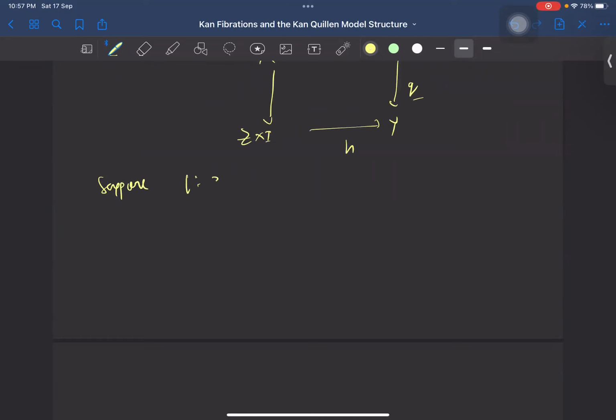Suppose, oh wait, sorry. Let me write it like this: is a lift, and H epsilon is a... just let me think for a moment. I think this should be fine, but just give me one second.